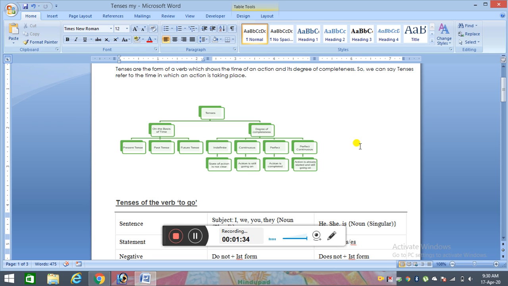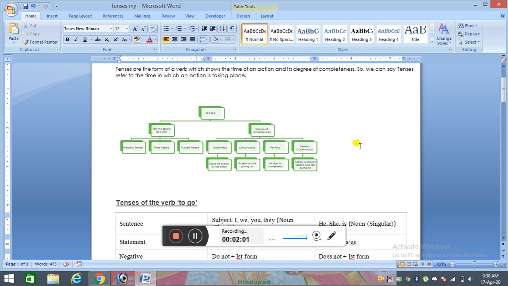You can divide tenses based on two things. One, on the basis of time. Two, degree of completeness. On the basis of time, as we have discussed, we have present, past, and future, or past, present, and future, whatever the order you say. And based on the degree of completeness, we have indefinite, continuous, perfect, perfect continuous.